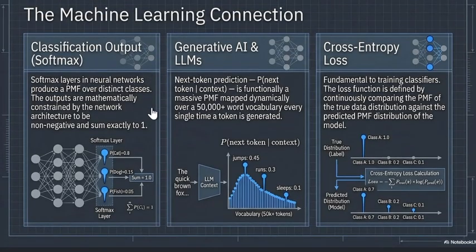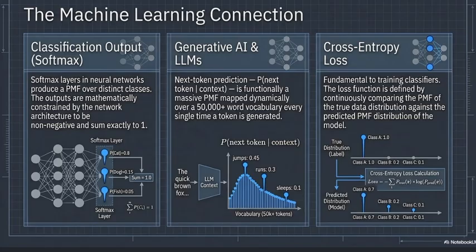Now, why are we studying this? What is the AI/ML connection? So, first of all, classification output. In this, softmax produces a PMF over classes, which is non-negative and sums to 1. And second thing, we use it in language models: probability of the next token given context is a PMF over the vocabulary.